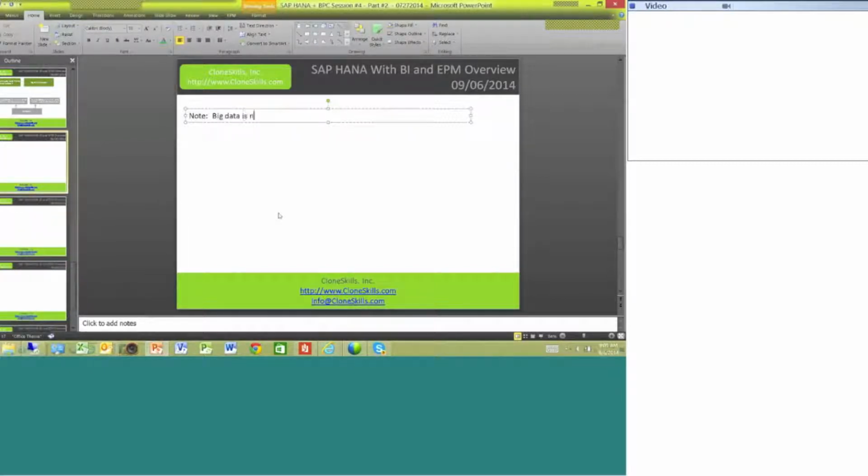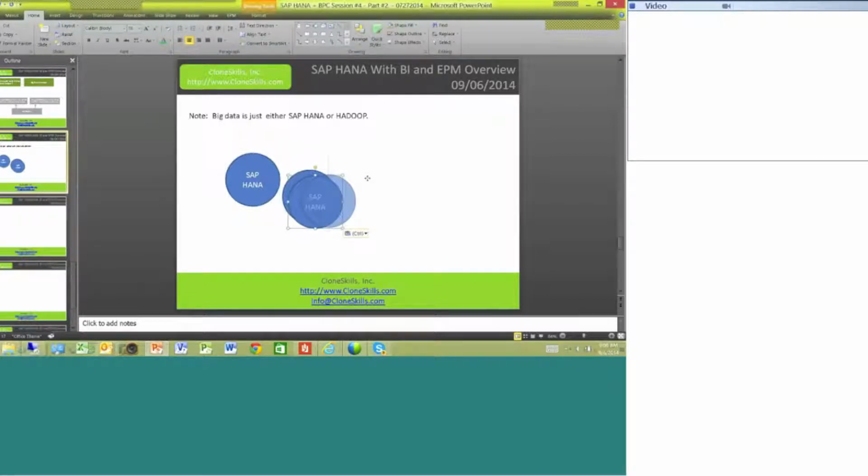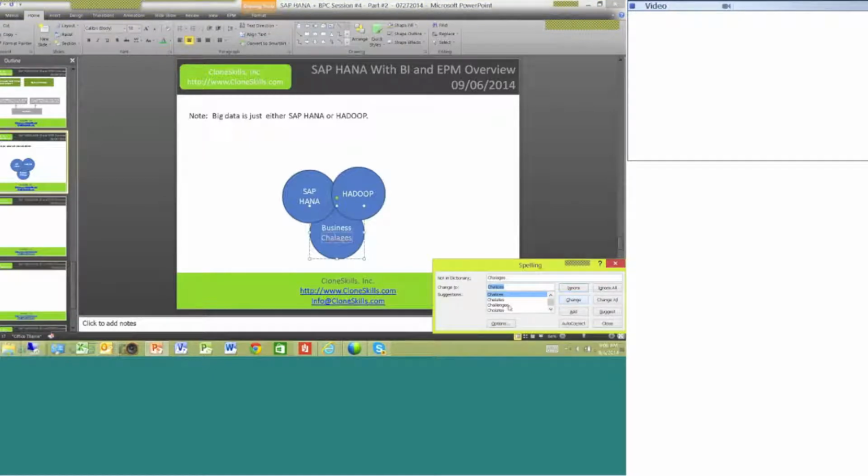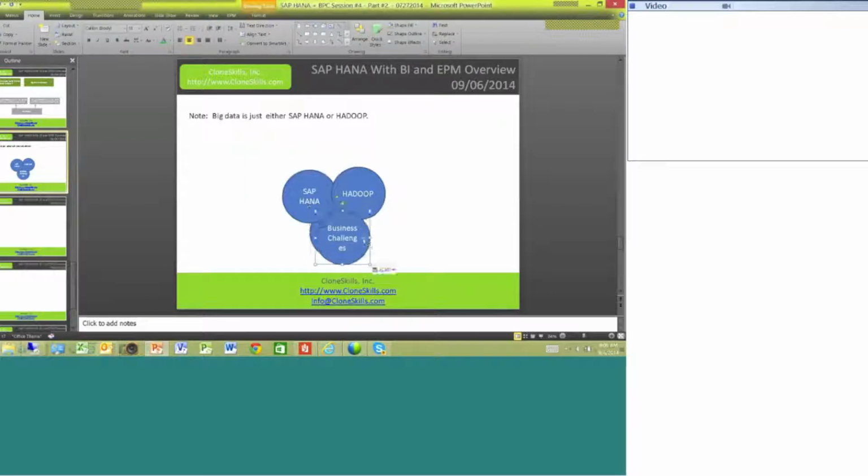Big data is not just SAP. It's not just either SAP HANA or Hadoop. This involves many things. We need to know SAP HANA, and we also need to know Hadoop. We also need to know the business side, the business problem and business challenges, and overall the integration. On top of this, how do we interface all of those? So we need to integrate all of this.